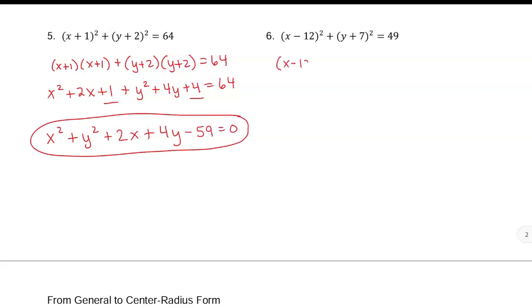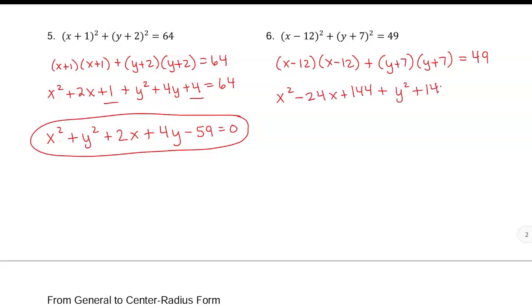Number 6, expand (x minus 12) squared. You get x squared minus 24x plus 144. (y plus 7) expanded is y squared plus 14y plus 49. Notice there's a 49 on the right side of the equal sign, which I will need to subtract from both sides, so I will be subtracting 49 from both sides.